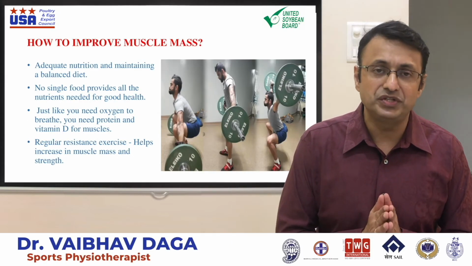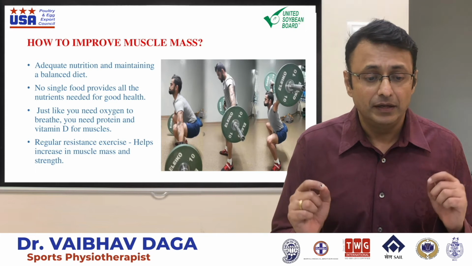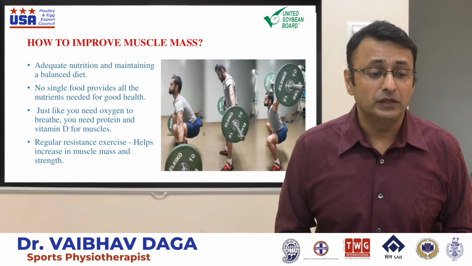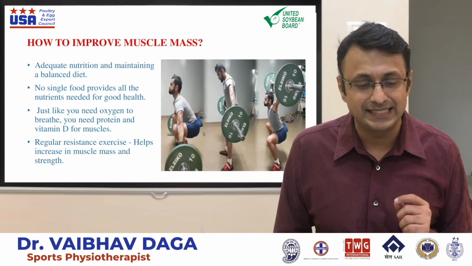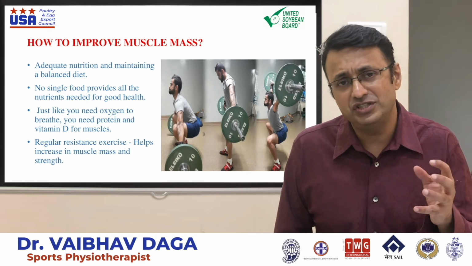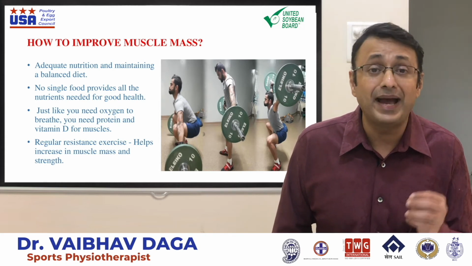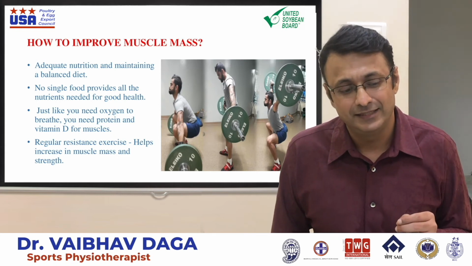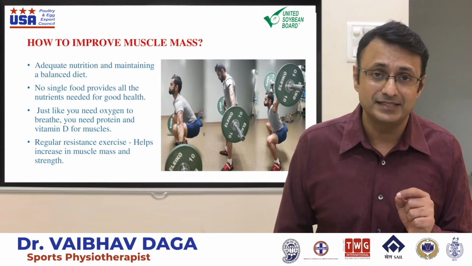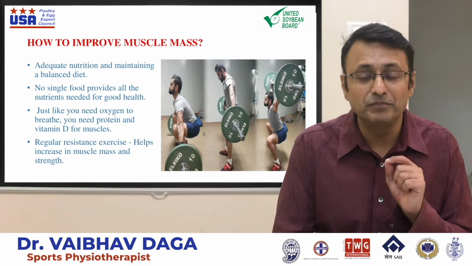The other thing is adequate nutrition. Adequate nutrition and a balanced diet are great ways to support your muscle health, as it's written here. But no single food provides all the nutrients necessary, so it's important to eat a variety of foods. Just as you need oxygen to breathe, your muscles need nourishment from proteins and vitamin D to combat the breakdown which happens through exercise. So regular resistance exercise alongside good nutrition is a very effective way to improve your muscle mass.